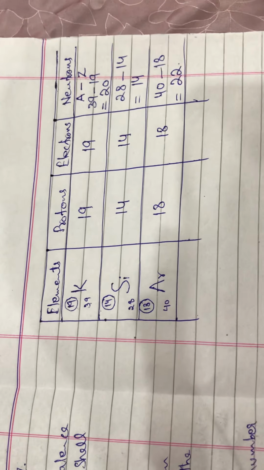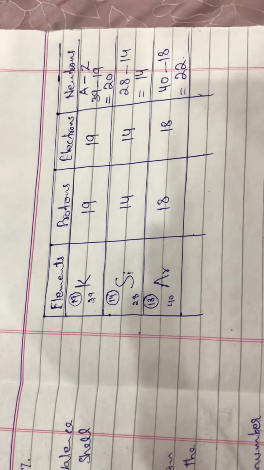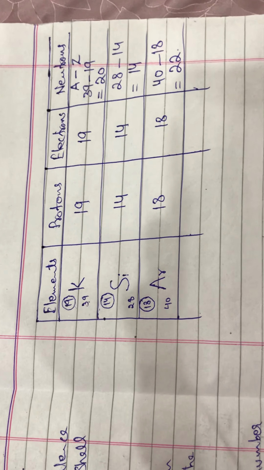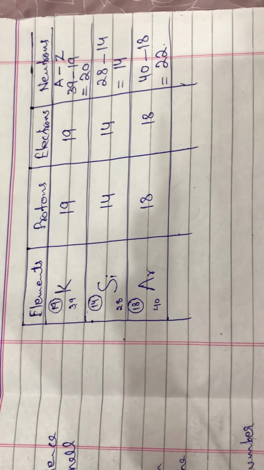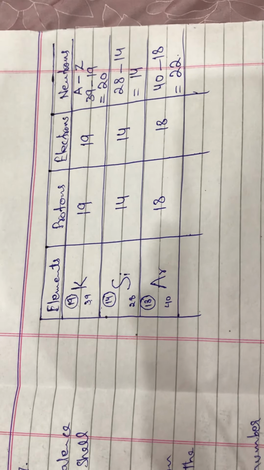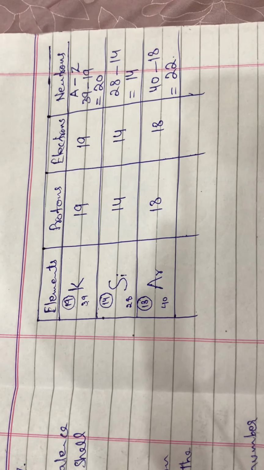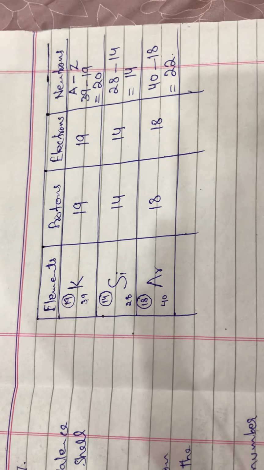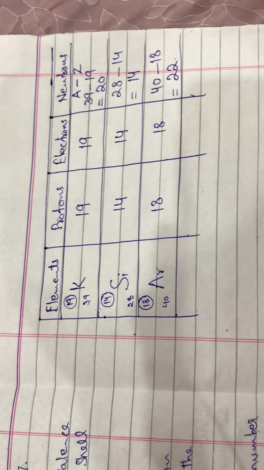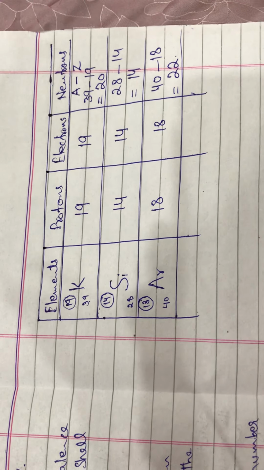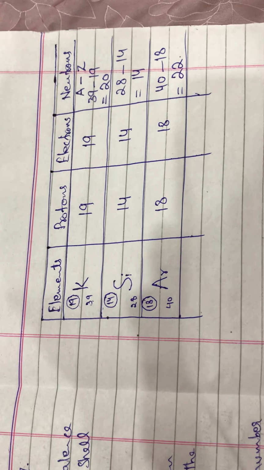So students, this was all about the electron arrangement, that is, the electronic structure or electronic configuration of the elements, as well as how we can find out the protons, electrons and neutrons in an atom of an element.